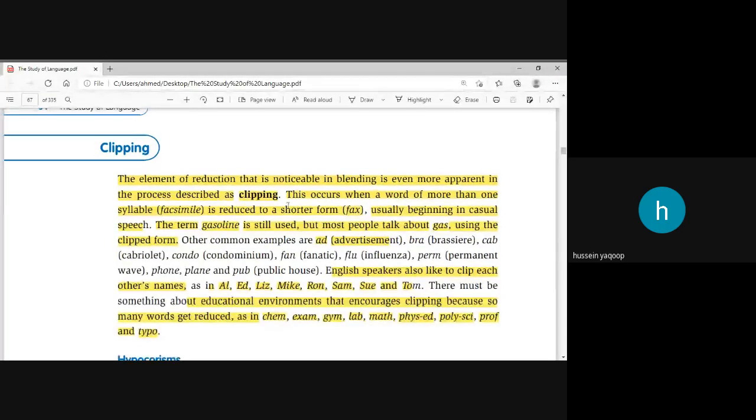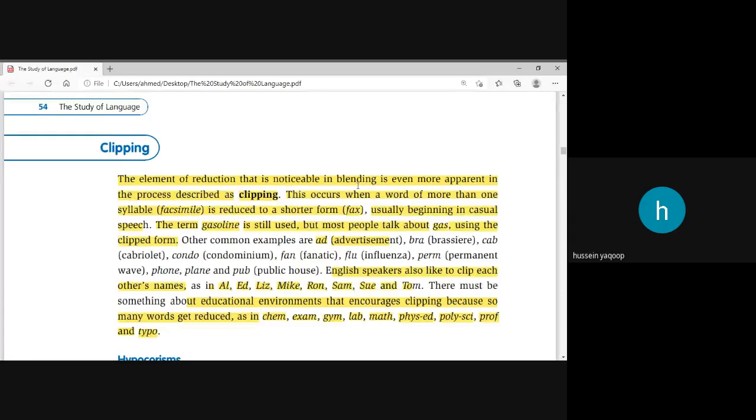It is another process of word formation. The element of reduction. Now we have reduction. This is noticeable, as we had in branding, and it is even more apparent in this process. This is called clipping. So clipping is what now? Reduction or shortening, but in a different way. The process is different. The result is similar.